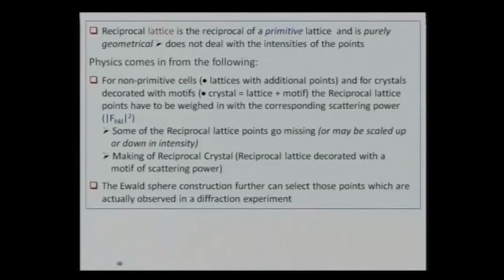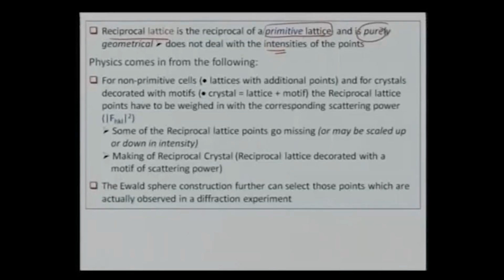So what I can see here is that the reciprocal lattice is the reciprocal of the primitive lattice, and it is purely geometrical. Since it is only geometrical, it is not dealing with intensity at all. So what I am getting is just showing me the reciprocal of the primitive lattice without taking care of the intensity of any particular point. So I can have primitive cells or non-primitive cells, but how do I decorate them? It really depends on the location of my particular points.